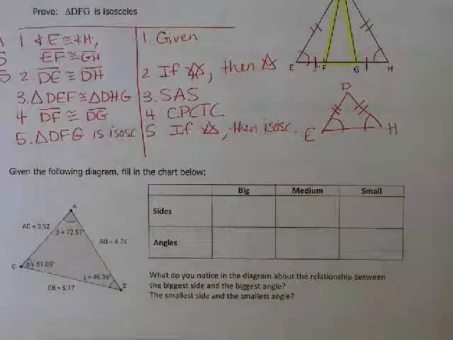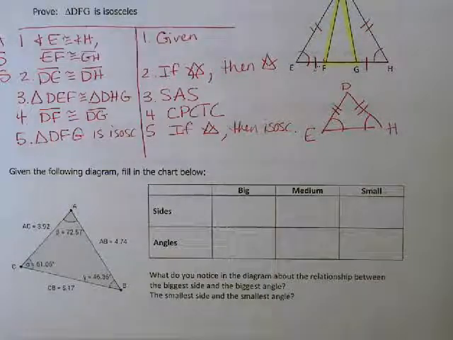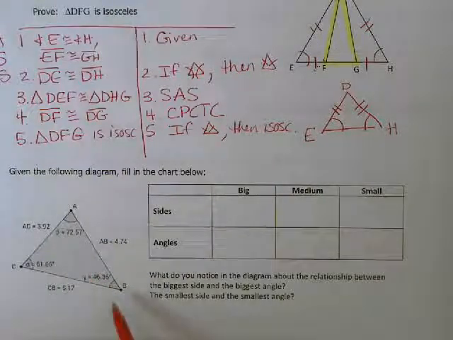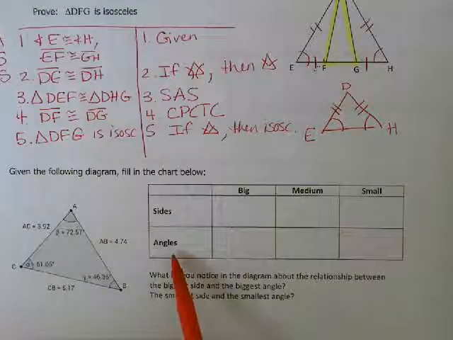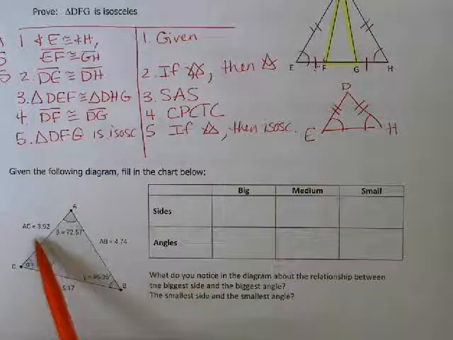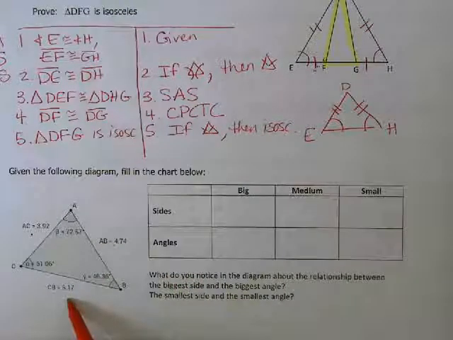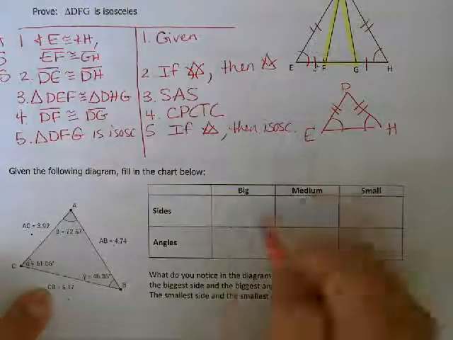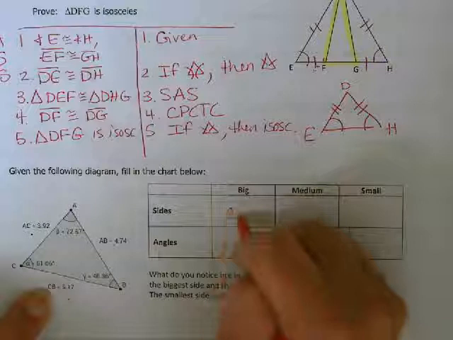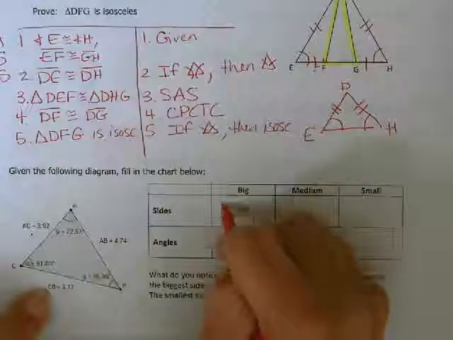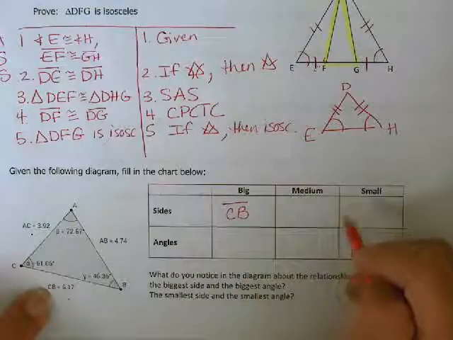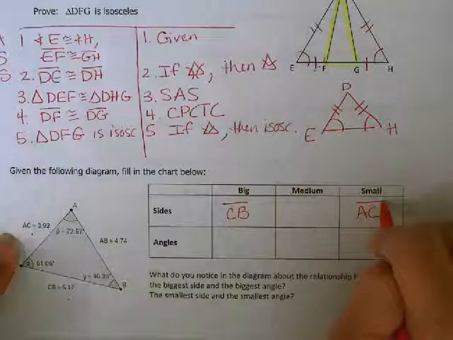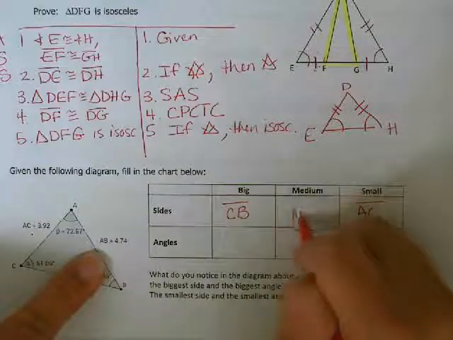All right, moving on to the next example. I want to look at the relationship between the sides and the angles. So when we look at the sides, the lengths are marked here, and our biggest side is CB, which is 5.17. And the smallest side is AC, which is 3.92. So that makes our medium side AB.